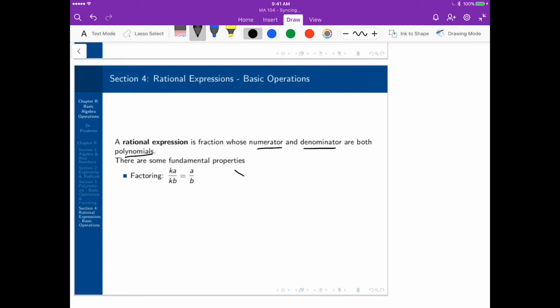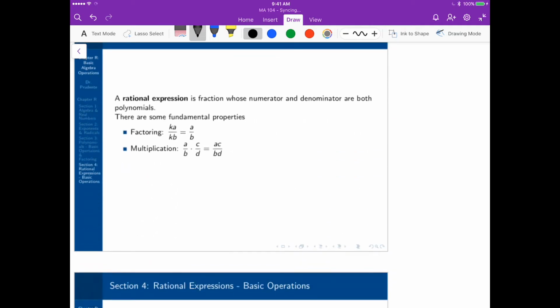So it would be something like 3x squared over 4x. What we can do is we can say, well, I see an x in both, so I'll see at least one x in both, so I can factor. And what that allows me to do then is cancel, so that I'll just get 3x over 4.